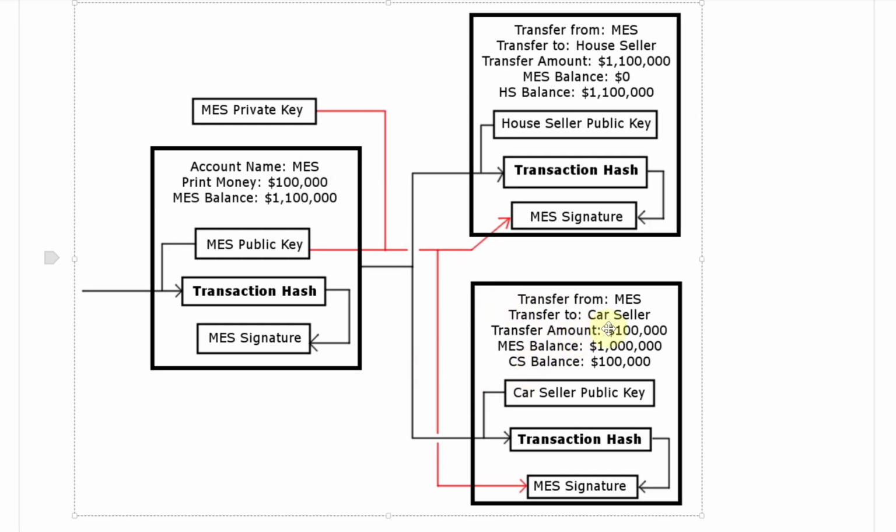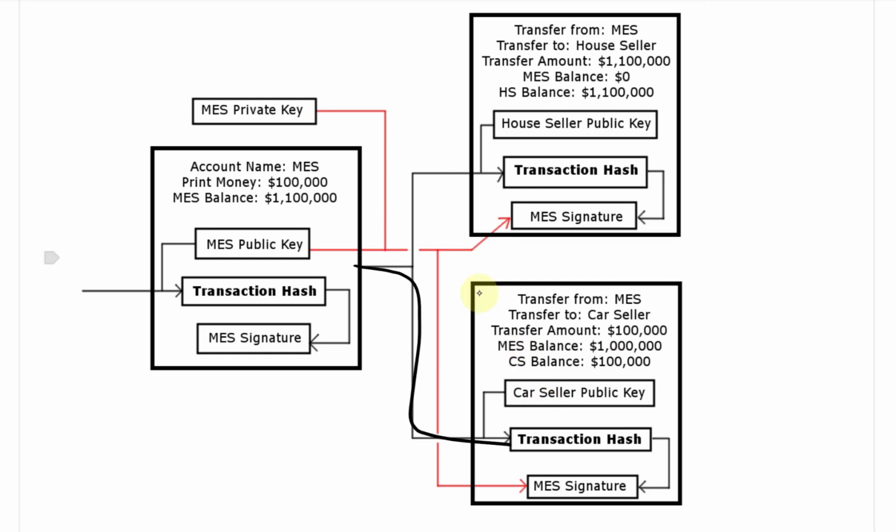So with the car seller, transfer amount 100,000, MES balance 1 million, and then over here we have the car seller's balance 100,000. And we combine the car seller public key with this hash right there. Combine this into that, and then we can sign off. The private key signs off on the MES signature and here. So now we have two chains.